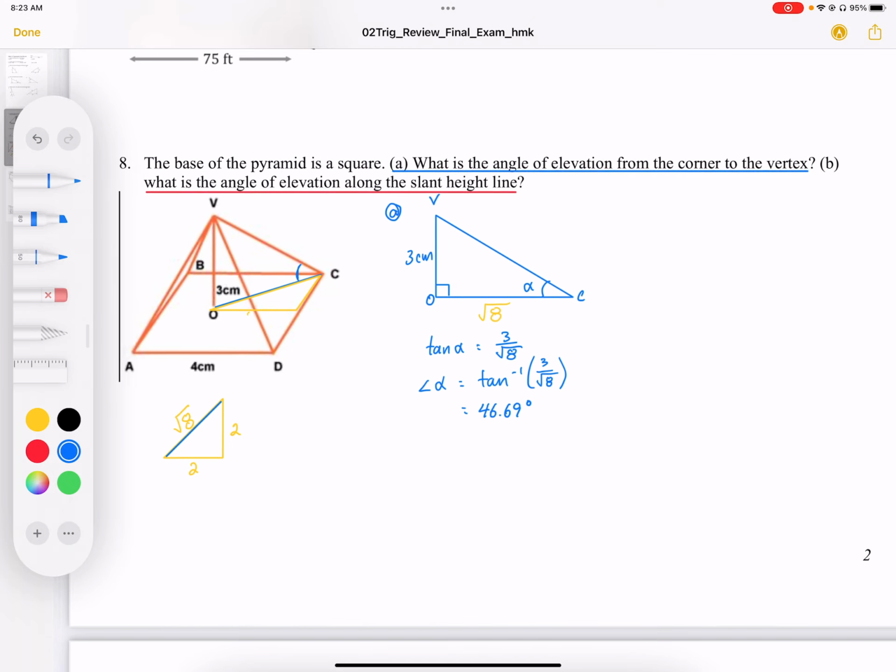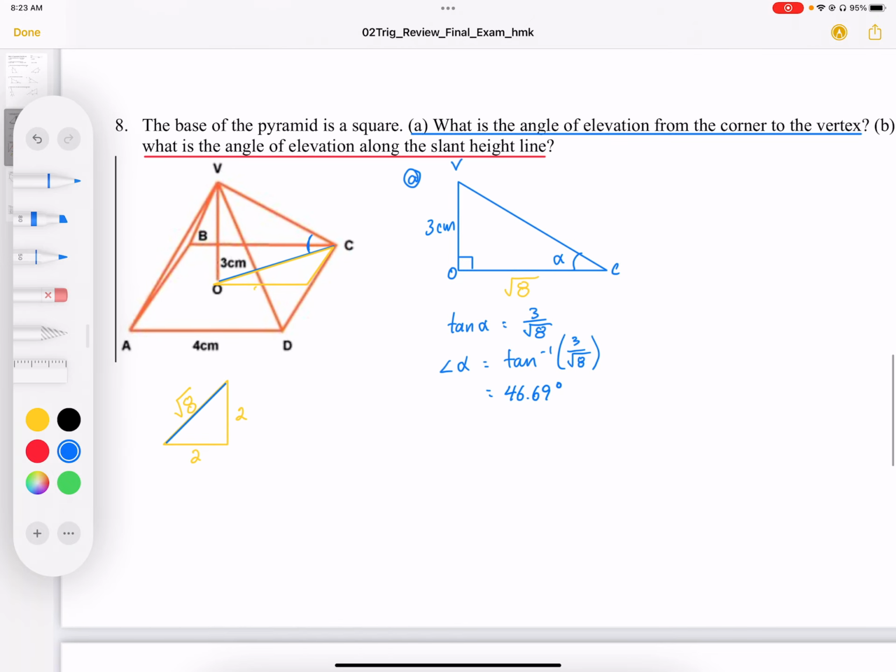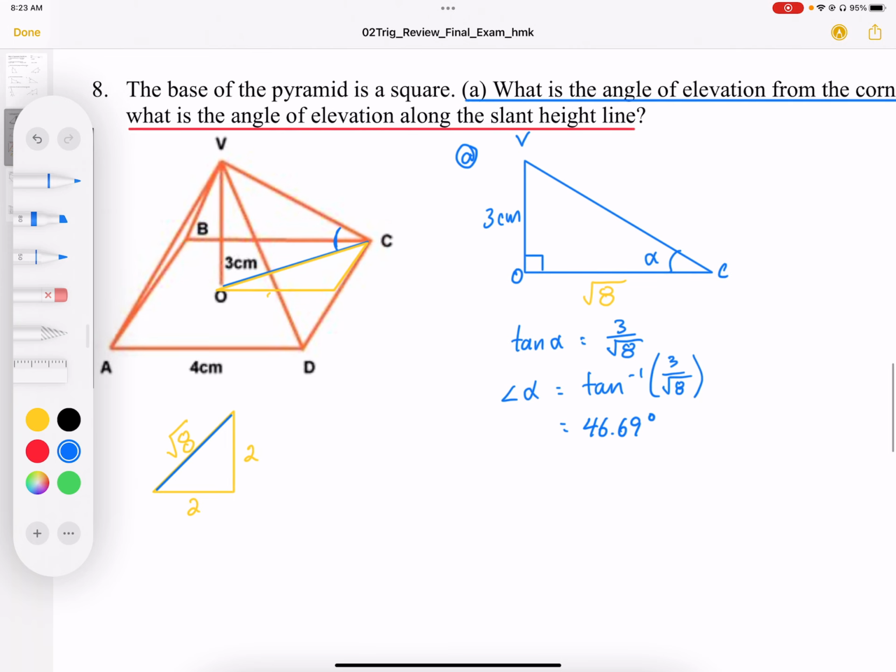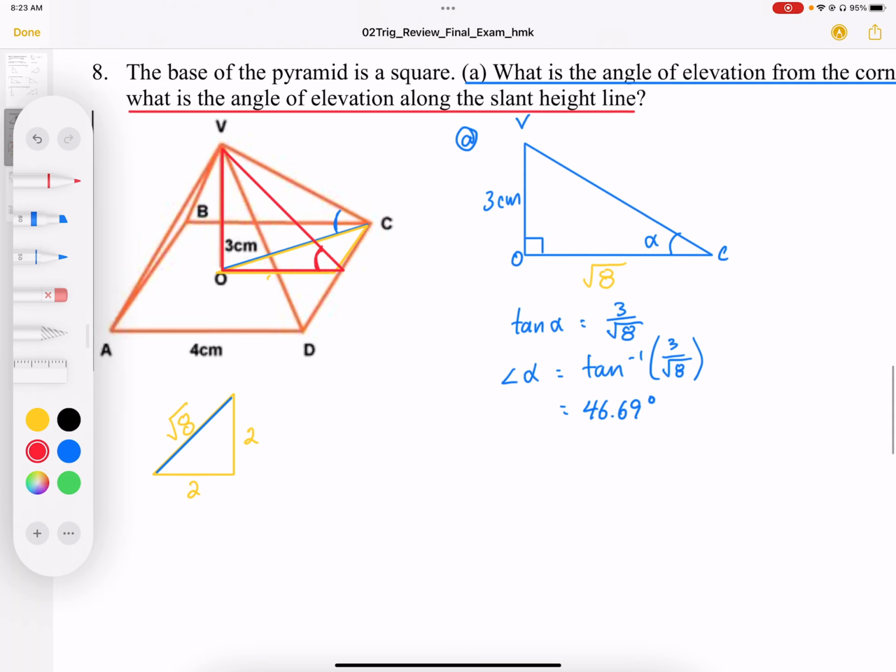Part B says, what is the angle of elevation along the slant height line? Well, the slant height line, I'm going to draw in red here. So that's going to be this line from the top to the center of the triangle. And then we're going to make a right triangle here. And that red right triangle is going to allow us to calculate the angle of elevation, which we're going to call beta. So that red angle there is the one we want. The line from the vertex to the middle of the triangle made with the base there.